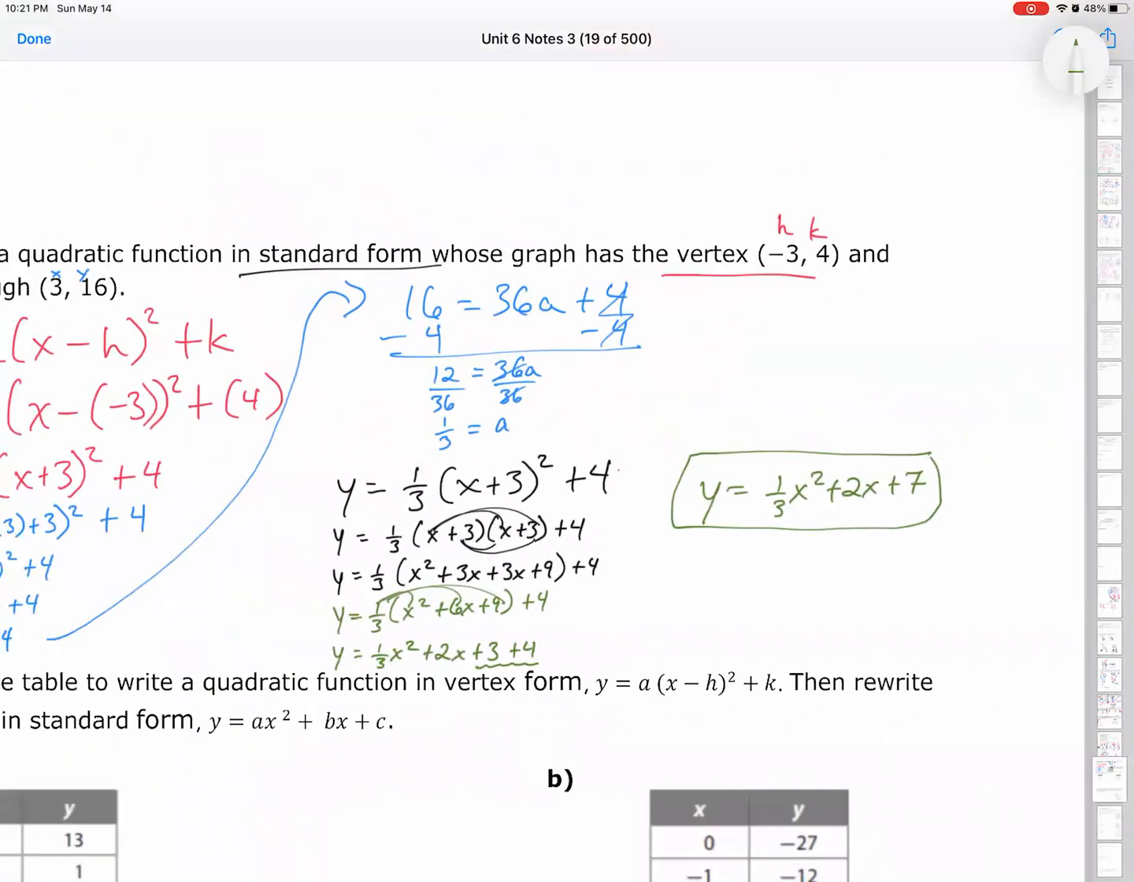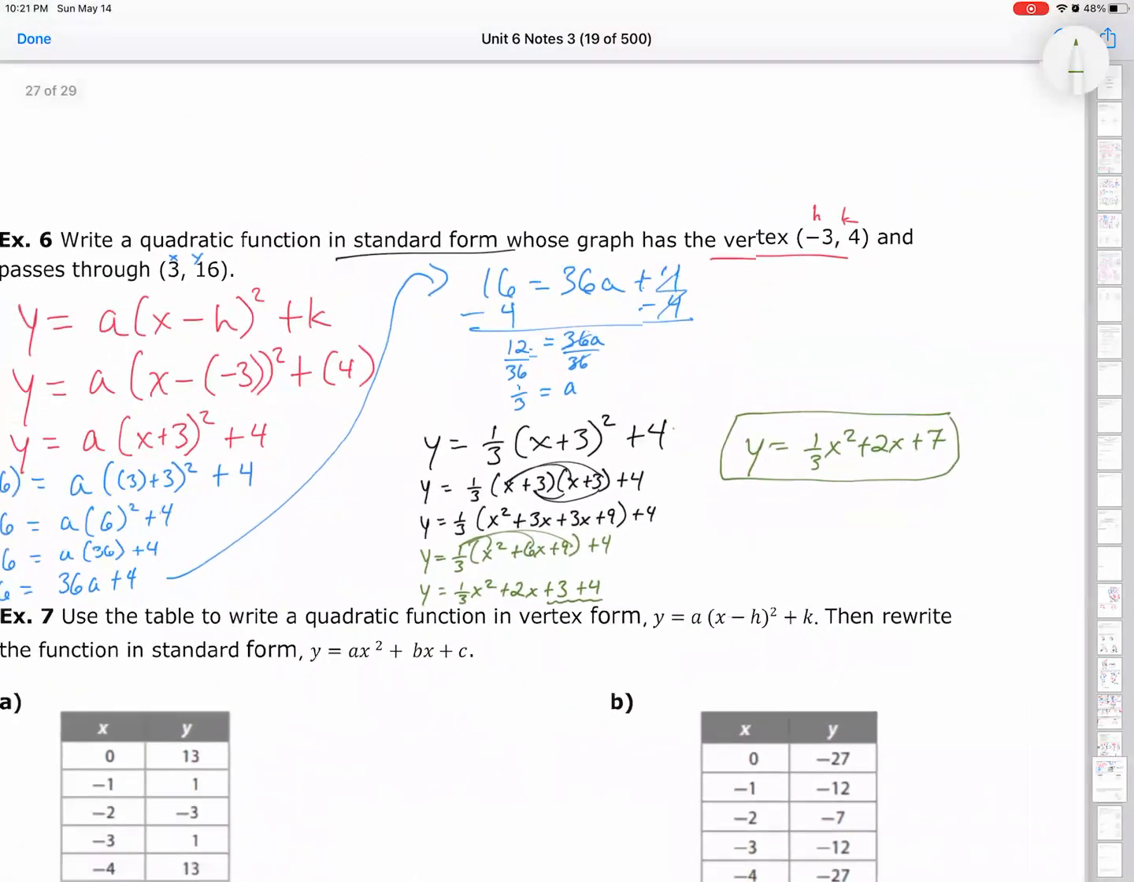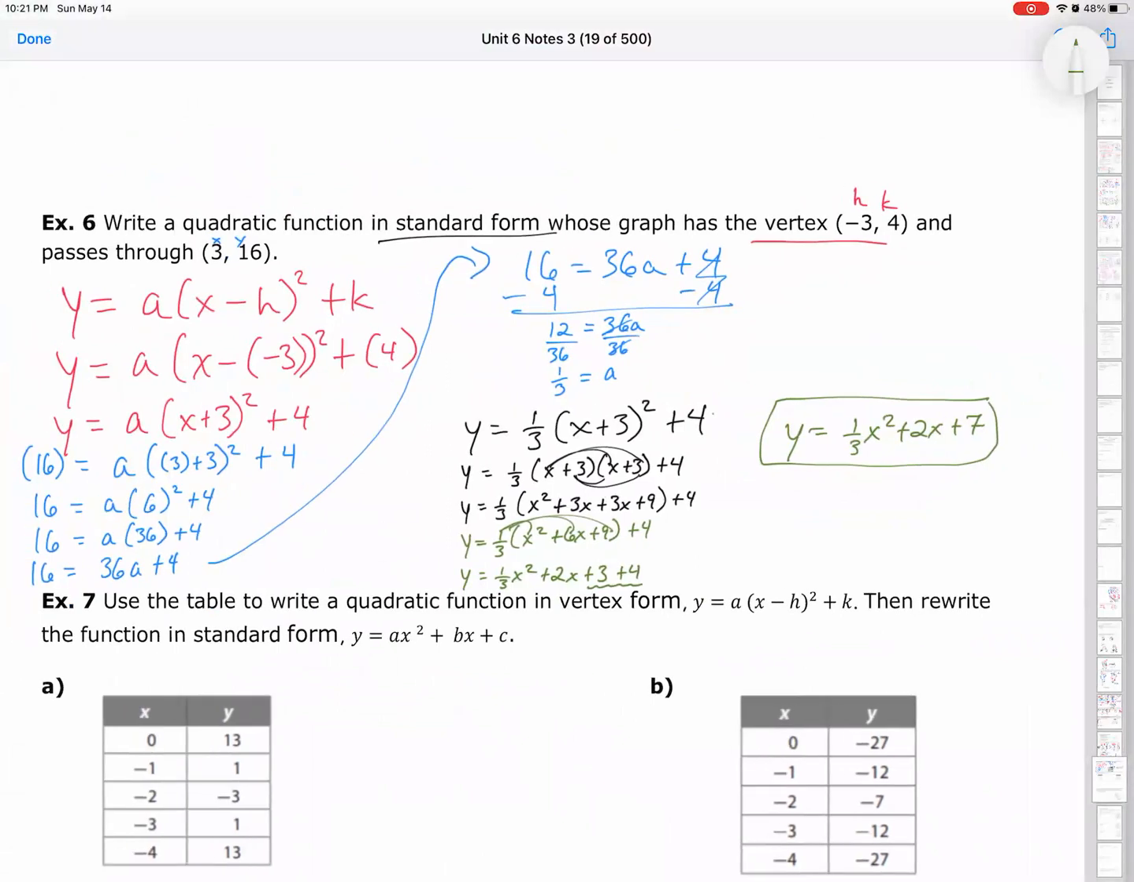So recapping that one, we had vertex form at first. We first solved for A, and then once we had the vertex form, we had to expand it out and then write it in standard form. Go ahead and feel free to pause the video if you have any questions at all on example 6.